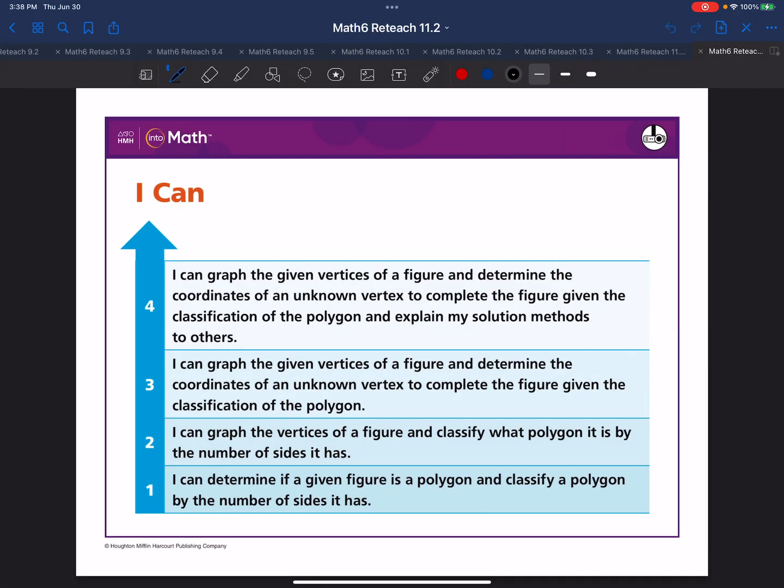Today we will review 6th grade math lesson 11.2. This lesson will cover how to graph polygons on the coordinate plane. Here's your I can statement. I can graph the given vertices of a figure and determine the coordinates of an unknown vertex to complete the figure, given the classification of the polygon, and explain my solution methods to others.